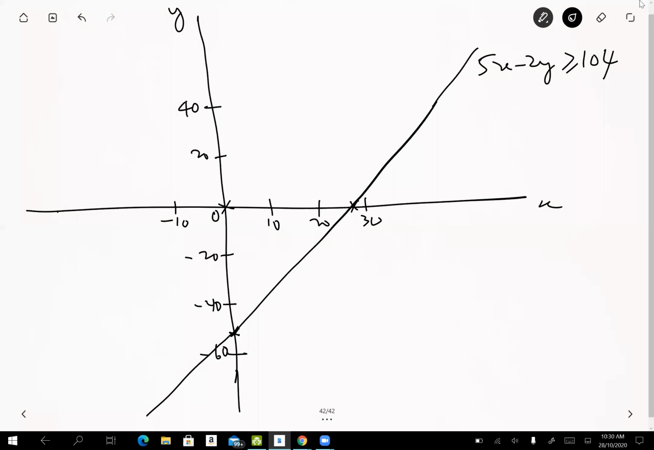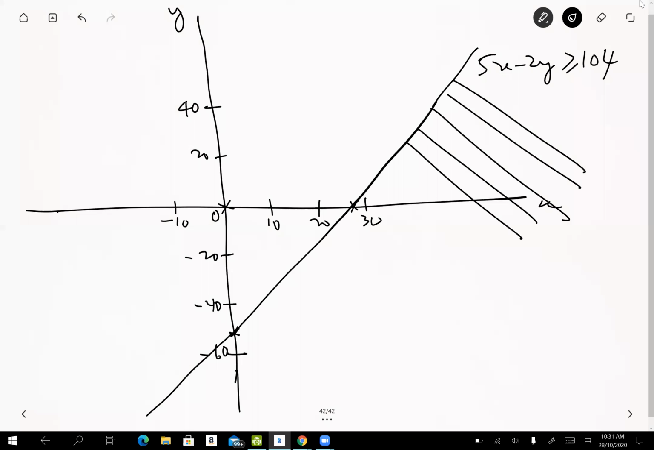Okay. Now, as you can see, 0, 0 will not satisfy. I want you to work it out. That will be equal to 0. And 0 is not bigger than 104. In fact, 0 is less than 104. So therefore, where are the points? The points that satisfy the inequality will be on the other side of 0, 0. That will be here.